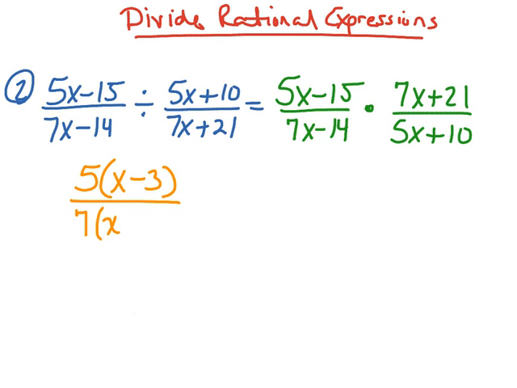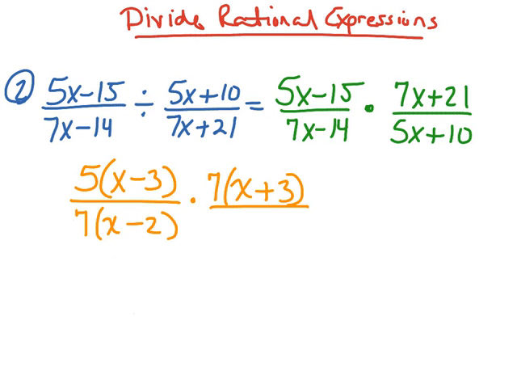7 times x will give me the 7x. And 7 times a negative 2 will give me that negative 14. So these are my factors of 7x minus 14. Now I'm going to do the same thing with the other rational expression. 7x plus 21 can be factored. The GCF there is 7. 7 times x will give me a 7x. And 7 times 3 will give me that 21.